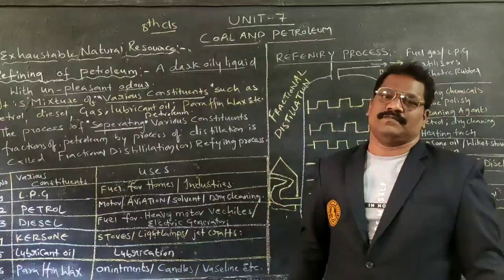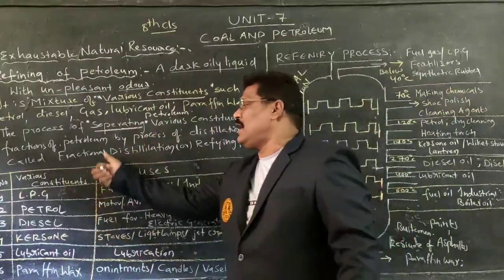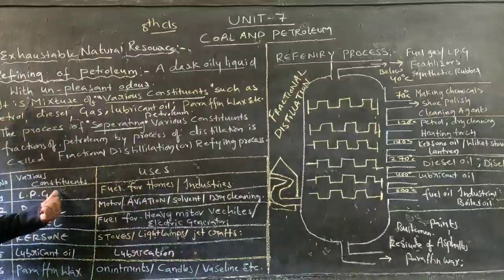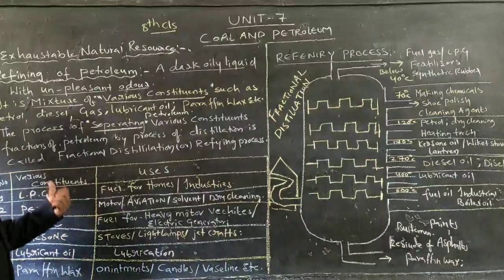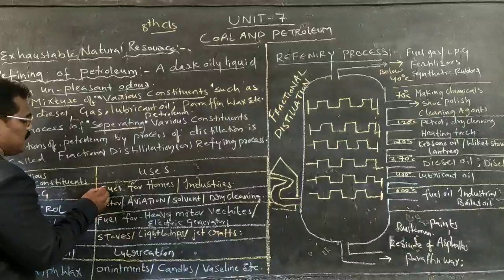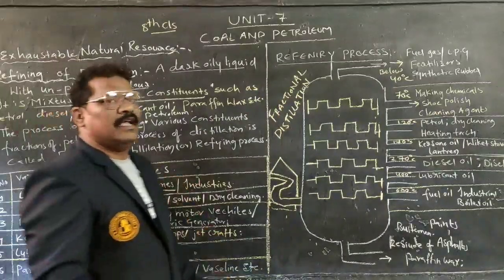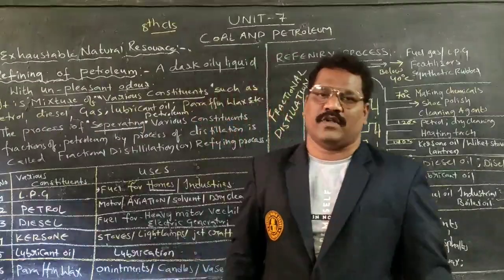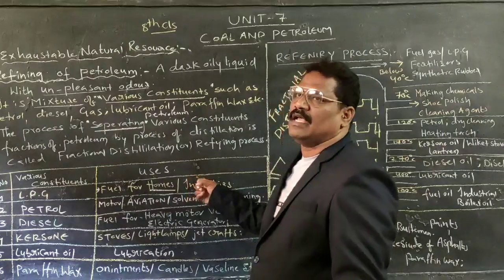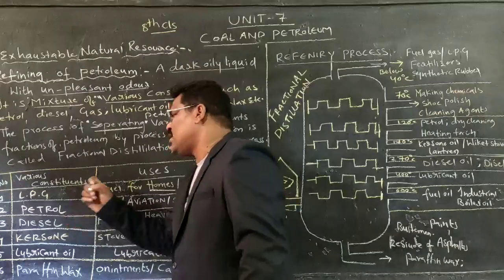Examples are given in the form of an activity in our textbook. Try to analyze this activity now. The first one is LPG, liquid petroleum gas. For what purpose is it useful? It is useful as household fuel as well as for industrial purposes. For both household and industrial purposes, it can be used as fuel.